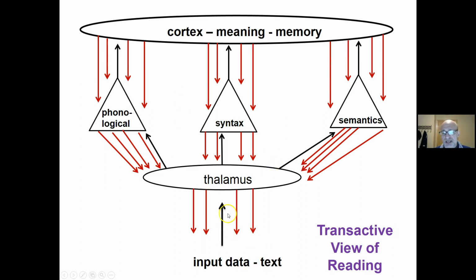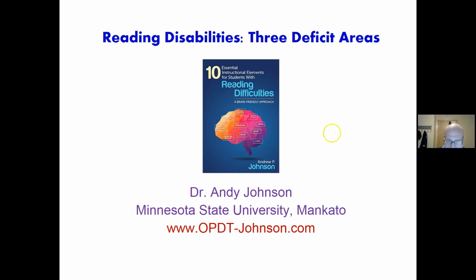So text is coming in from the page. The thalamus is the relay station. We're using phonics, syntax, grammar and word order, and semantics to make sense, to identify these words, and to create meaning with print. This is the neurocognitive model of reading and a transactive view. A transaction is where both parties give to the situation. So the thalamus, both parties are giving the cortex and the input data.